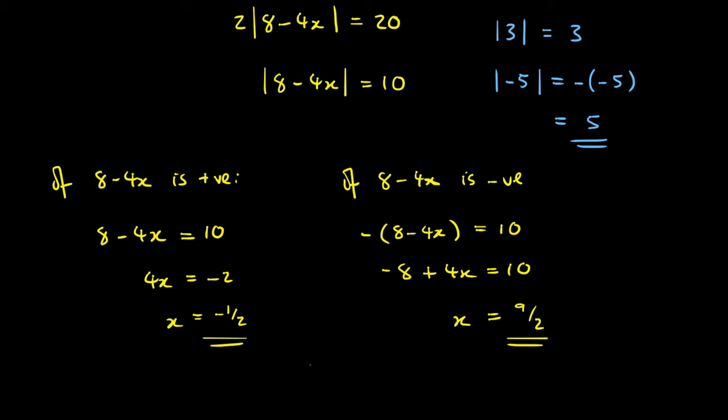Okay, then. Well, let's do it the other way. Let's do it by squaring both sides. So we have the modulus of 8 minus 4x is equal to 10. And if we were to square both sides like that, then what we're basically doing is dealing with the negative numbers, right? Because if we've got negative numbers and we square them, all the negatives become positive. So in a way, squaring imitates the function of the modulus in the sense that it deals with negative numbers.